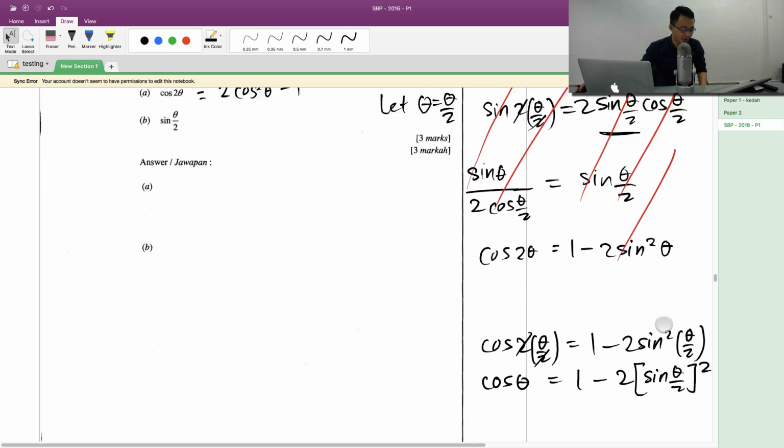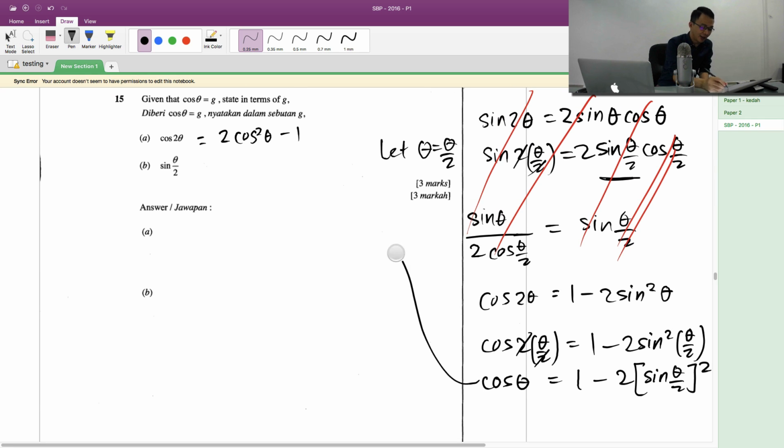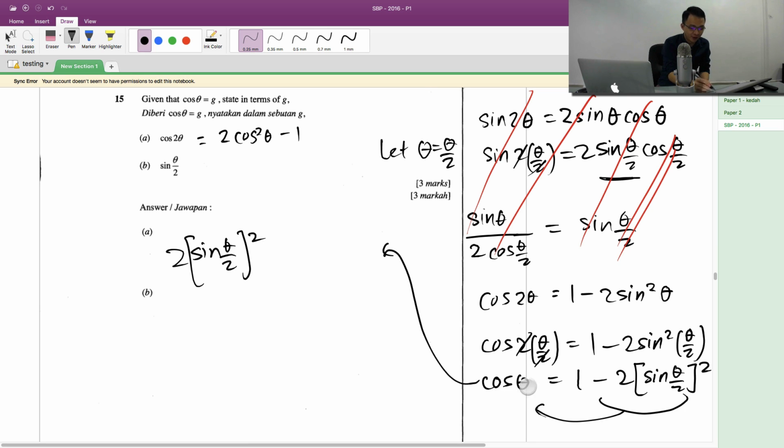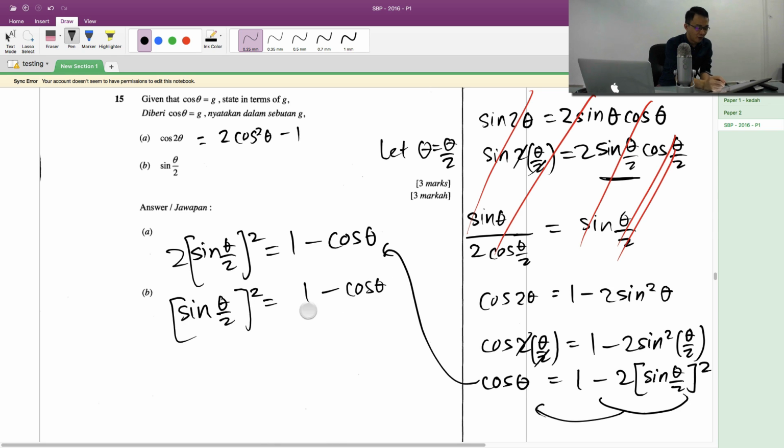If you understand until here, it's hanging again, but anyway, I use the space here. I move the whole thing to the other side, becoming 2 sine theta over 2 square. Then I move the cos to this side, becoming 1 minus cos theta. Then sine square equals, I move the 2 to the other side, 1 minus cos theta over 2. Then I move the square to the other side, and it becomes a square root.